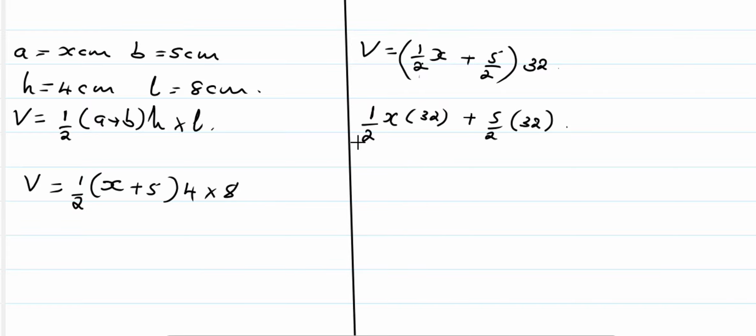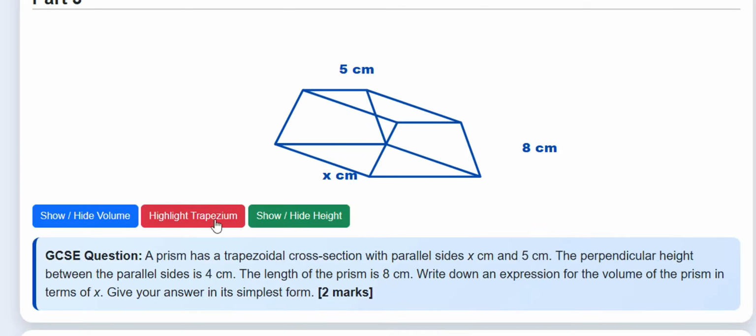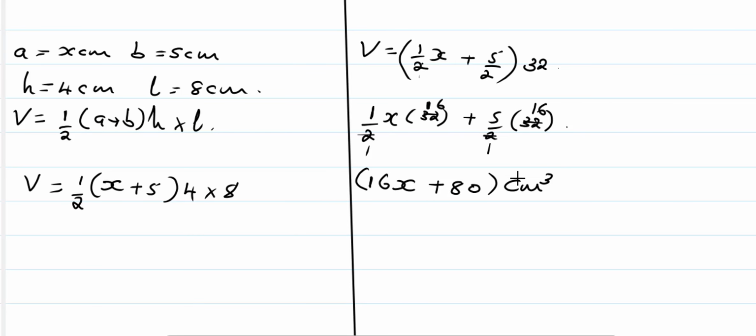So from there, we can say 32 divided by 2 will be 16. So it will be 16 multiplied by x, it will be 16x, then plus 16 multiplied by 5 over 2, which is 80, like that, and that becomes the expression for the volume of this prism here. So you are told to give your answer in the simplest form possible. So this is the simplest form possible.